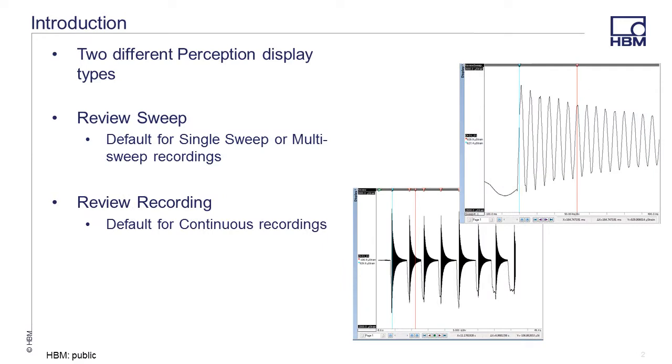Perception supports two types of displays for reviewing data: review sweep and review recording. Review sweep is the default display type when Perception is running in single sweep or multi-sweep acquisition mode. The review recording display is the default display type whenever there is continuous data being recorded. That means when Perception is acquiring data in continuous or dual acquisition mode.